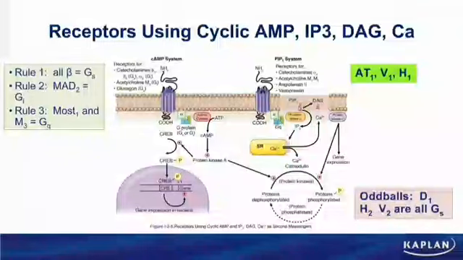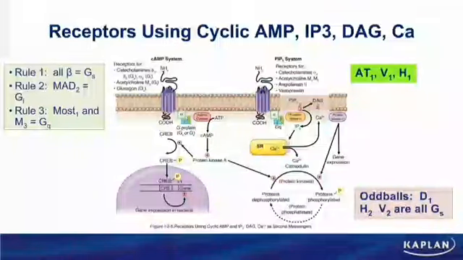Protein kinase C goes with phospholipase C. When we think about the different types of receptors that are coupled to G proteins, rule number 1, all betas are GS. Rule number 2, if you take the 3 receptors that we've discussed, M2, alpha-2, and D2, you can remember the MAD2s. They're all inhibitory G protein coupled. Rule number 3 says most of my sub-1s and muscarinic M3s are GQ.